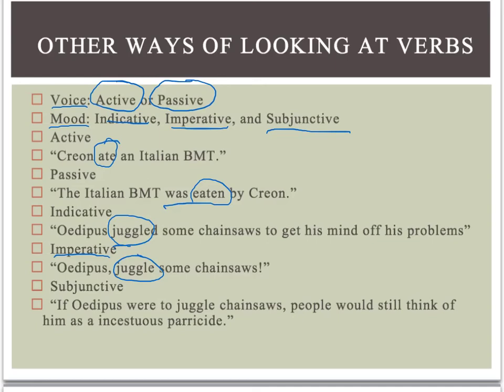The other mood in English, the one that you use the least frequently, is the subjunctive. In the subjunctive, we talk about actions that haven't taken place but might, or that could take place, or that we would prefer to take place. If Oedipus were to juggle chainsaws, people would still think of him as an incestuous parricide. So the subjunctive takes this same action, Oedipus juggling the chainsaws, but now we're discussing it not as something that has happened or will happen, but as something that might happen, that could happen. We're talking about a hypothetical situation.